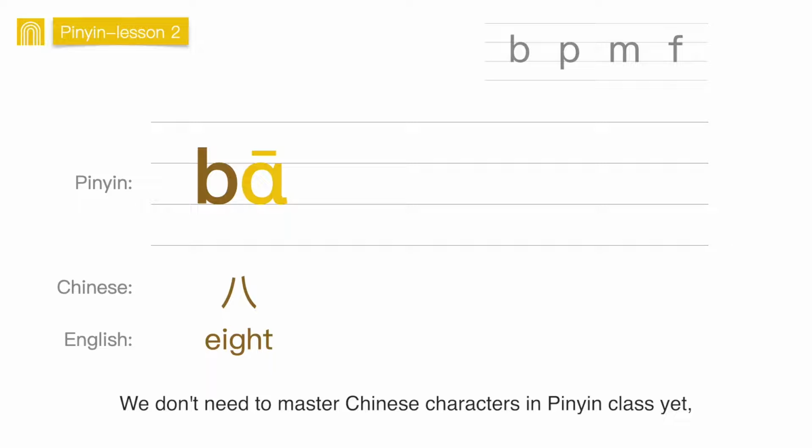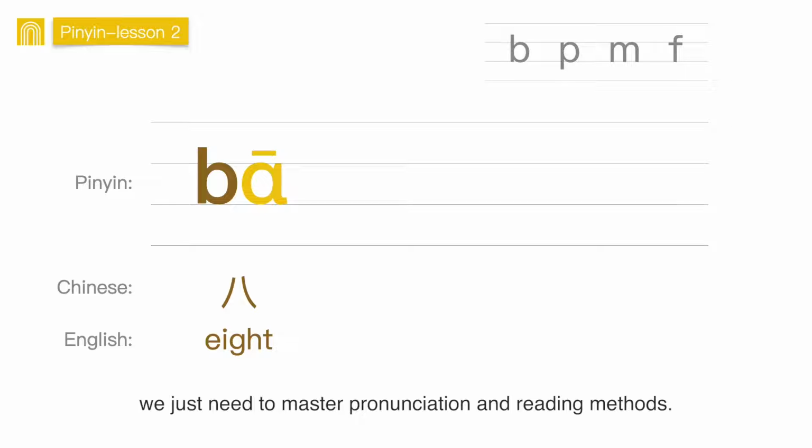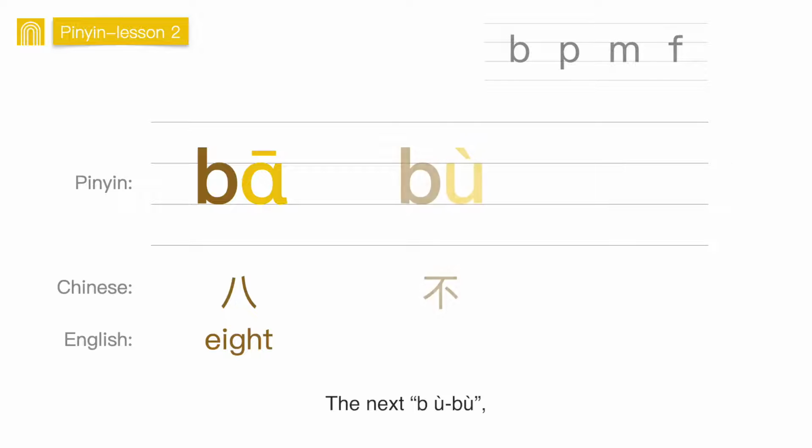We don't need to master Chinese characters in pinyin class yet. We just need to master pronunciation and reading methods. The next, bo, wu, bu. The initial, bo. The final, wu, plus falling tone. Here, wu. Read wu. Then put them together and read bu. Bu means no in English.